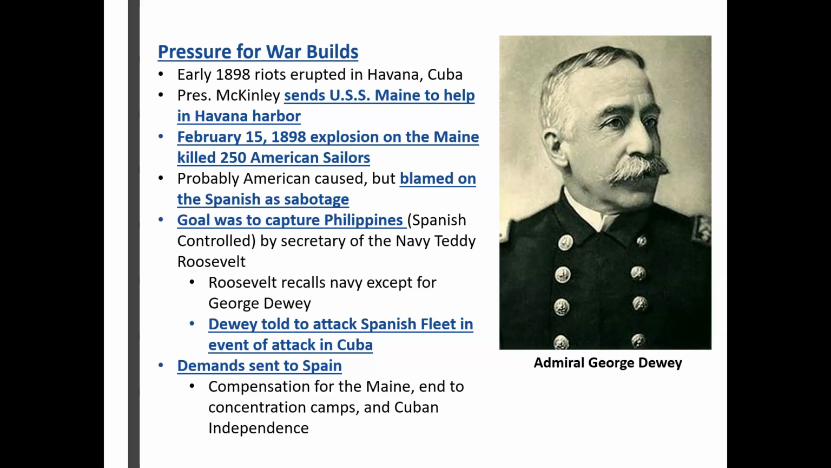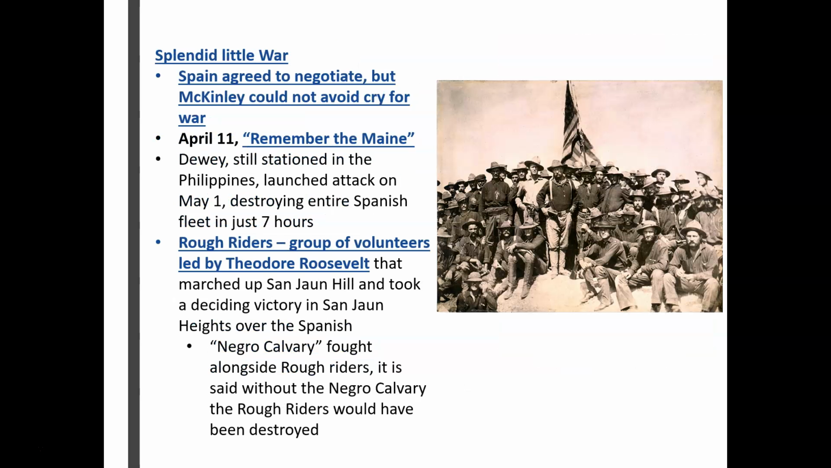And so the United States demands from Spain, hey, we want compensation for the Maine, so we want money for the ship that you destroyed, even though, quote unquote, they destroyed, in the concentration camps in Cuba, and give Cuba its independence. Now, Spain does agree to negotiate, but unfortunately McKinley cannot avoid this cry for war. And so President McKinley on April 11th, the phrase "Remember the Maine" comes out, and Dewey, still being stationed in the Philippines, 3 weeks later will launch an attack, destroying the entire Spanish fleet in just 7 hours.